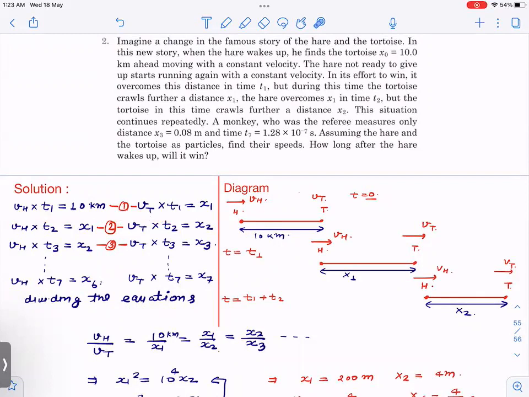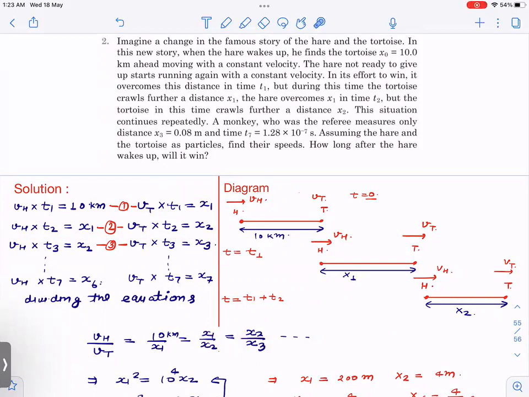VH by VT is equal to 10 by x1. Remember, 10 is in kilometers. So VH by VT, you get 10 kilometers by x1, right? From these two equations. Now, if you divide these two equations, then again VH by VT will be equal to what? X1 by x2. So that I have written here, x1 by x2. And then this will be x2 by x3. And then this is how the series is formed.